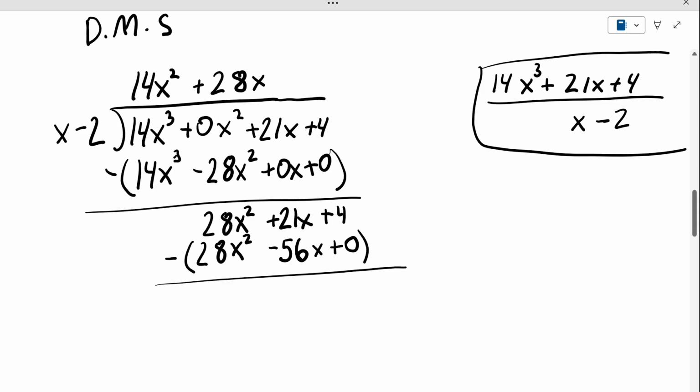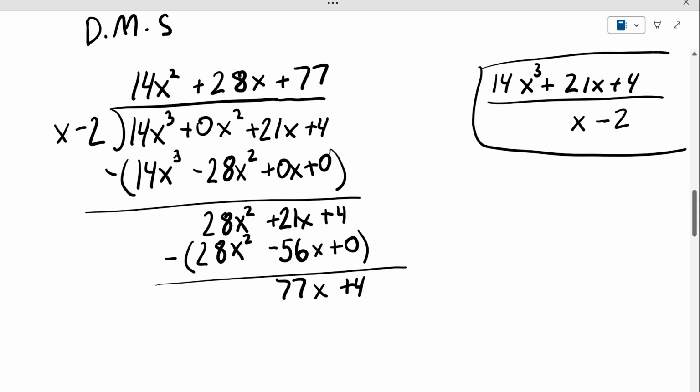And now for the next term, we have 21x minus negative 56x. Another way to say this would be 21x plus 56x, which is just 77x plus 4. And now we have to divide again. So what is 77x divided by x? Well, the answer is just 77, so we can write 77 up here.